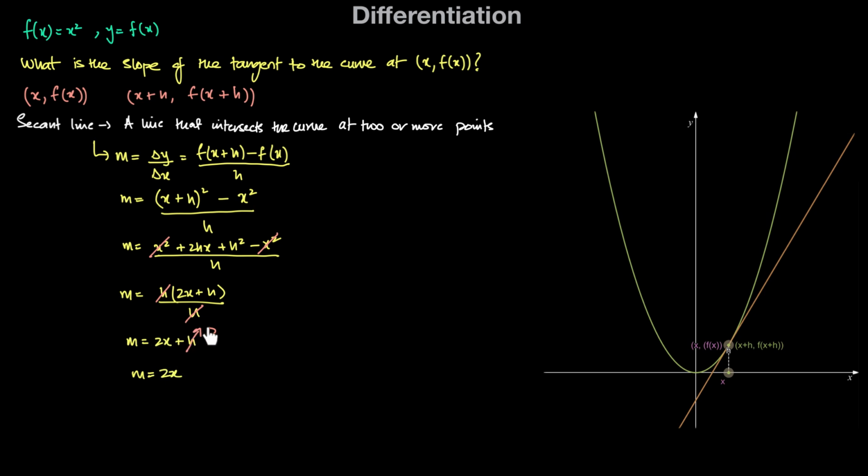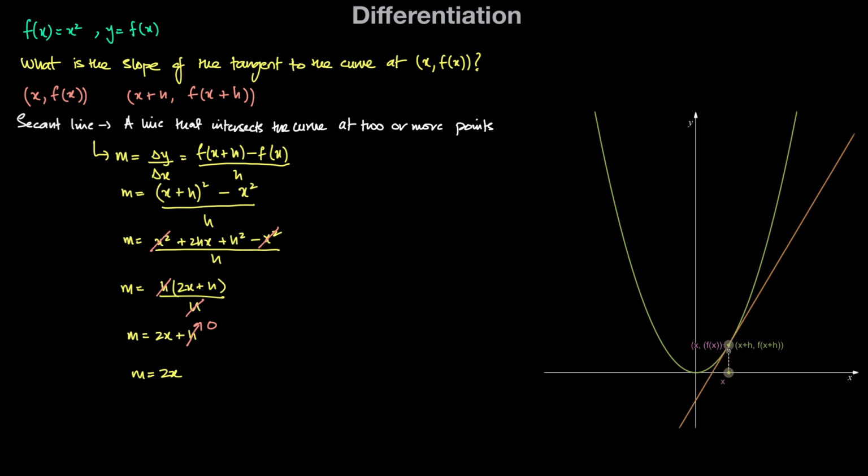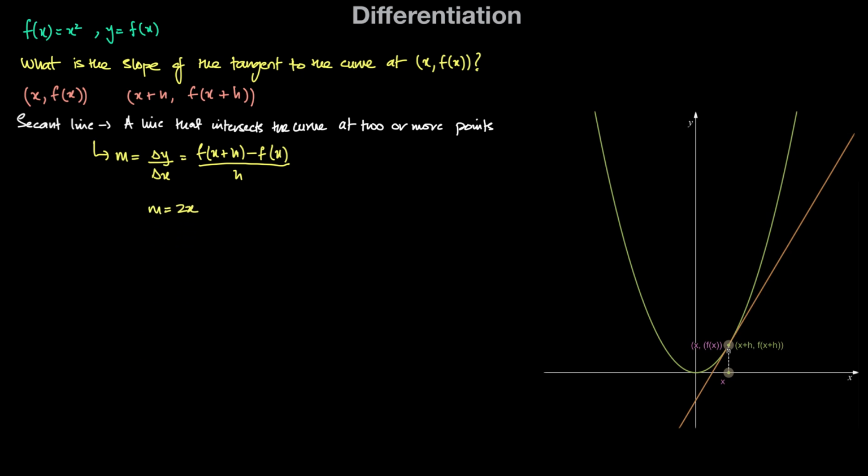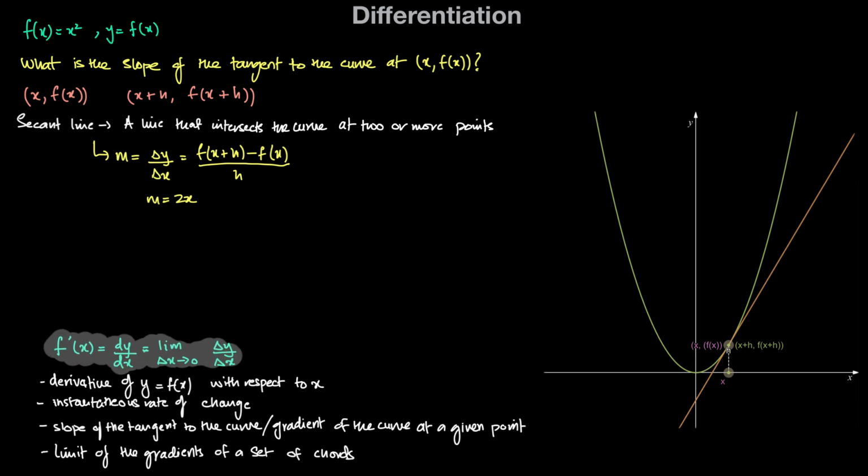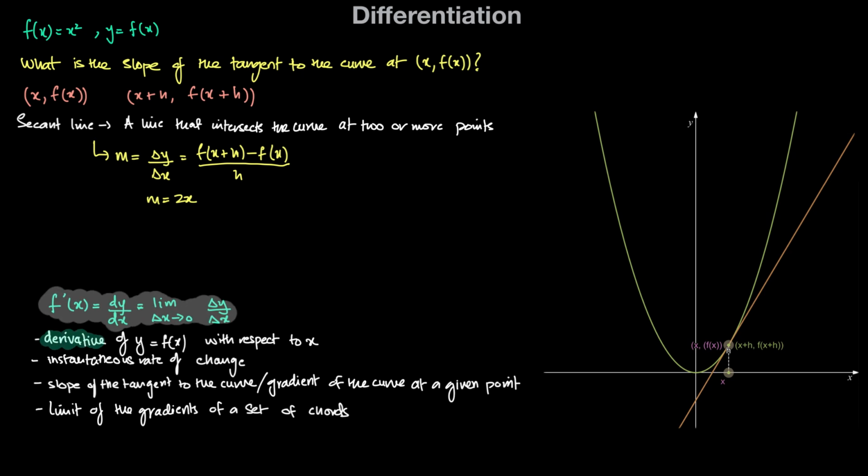As h gets closer and closer to 0, we can say that 2x plus h comes closer and closer to 2x. And we know that as h gets smaller and smaller, the secant line essentially becomes the tangent to the curve at the point x comma f of x. So what we've done here is find the slope of the tangent to the curve at a given point x comma f of x, and that slope is equal to 2x. This is known as the derivative.